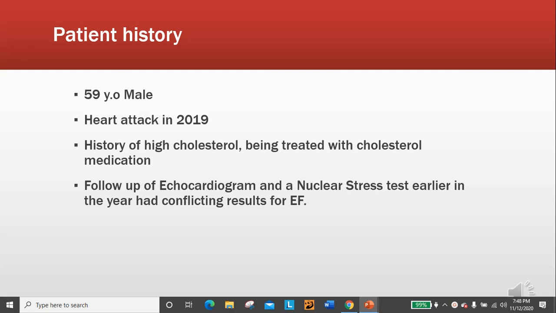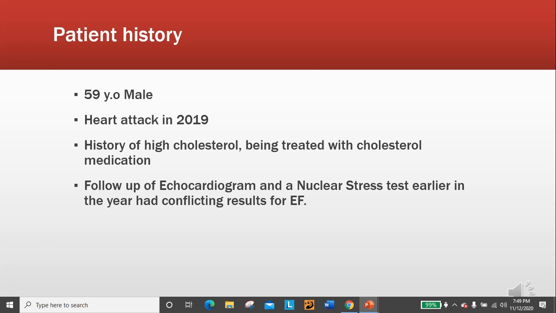My patient is a 59-year-old male. He had a heart attack in late 2019 and a history of high cholesterol that he was being treated with medication for. He went in for an echocardiogram and a nuclear stress test earlier in the year, in about February, and both of those tests had conflicting results when it came to ejection fraction.